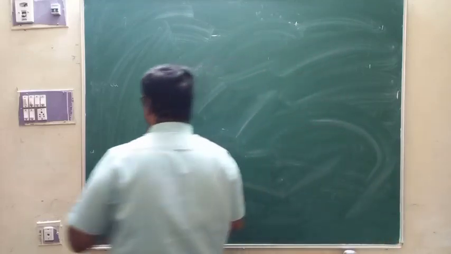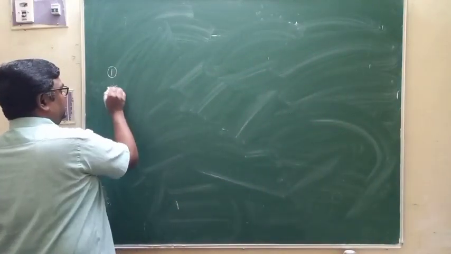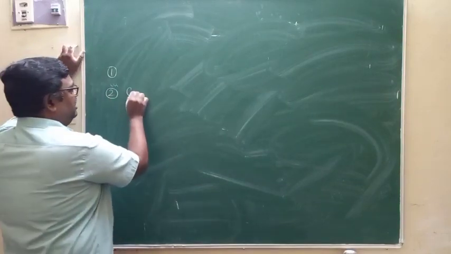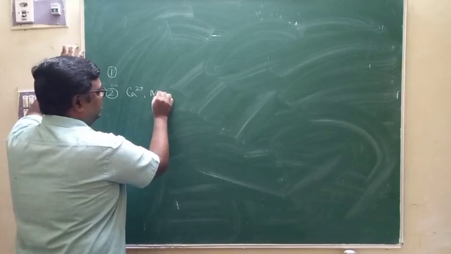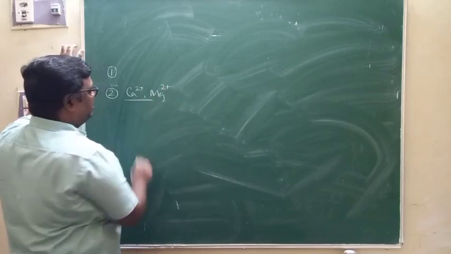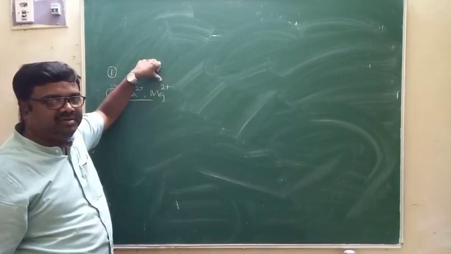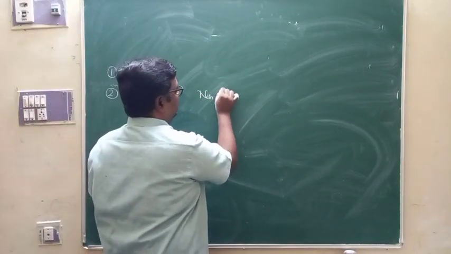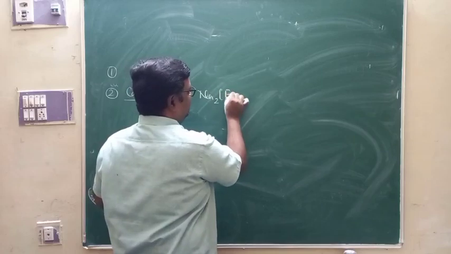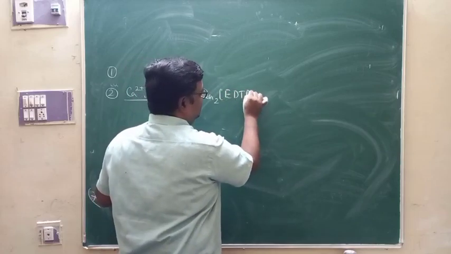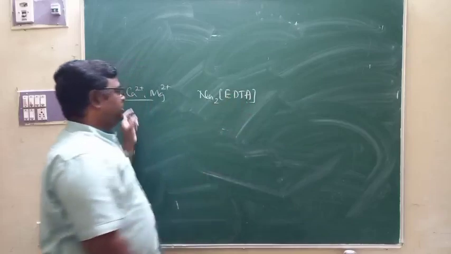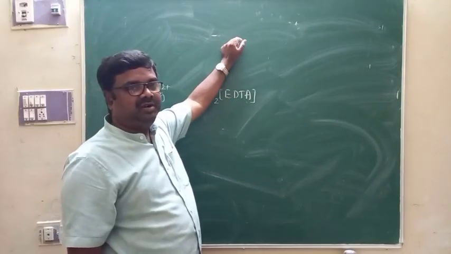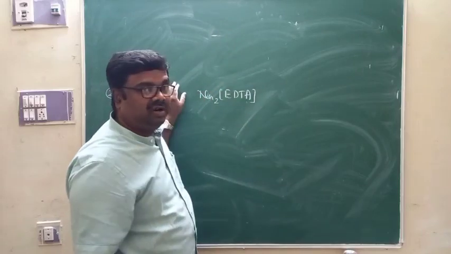At the same time, that is in the determination of hardness of water. Hard water is characterized by calcium ions and magnesium ions. In order to determine the amount of calcium ions and magnesium ions present in hard water, I can make use of one particular complex, that is EDTA, the sodium salt of EDTA. This sodium salt of EDTA can form a complex with calcium and magnesium ions, and thereby I can bring about estimation of hardness of water.